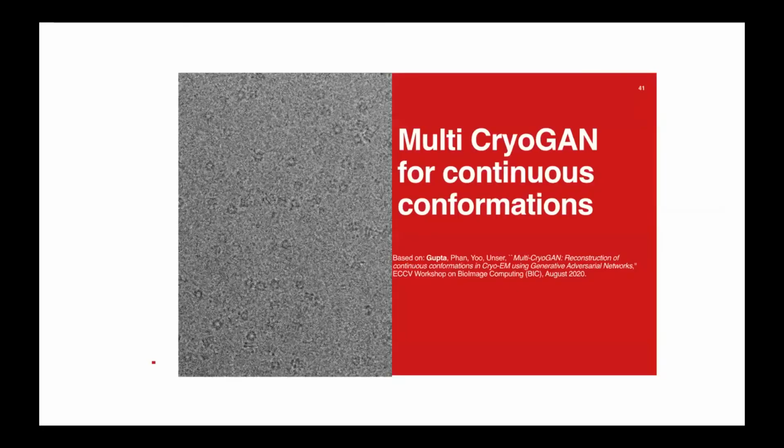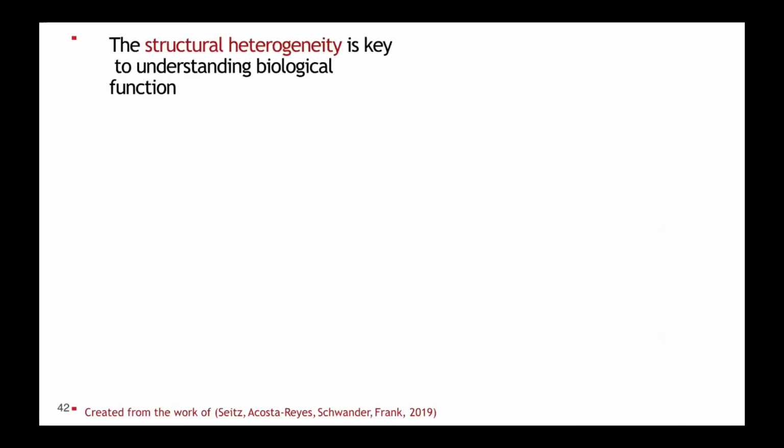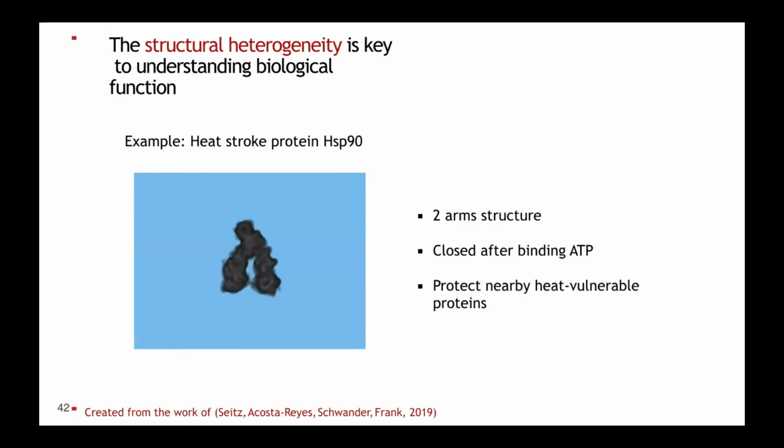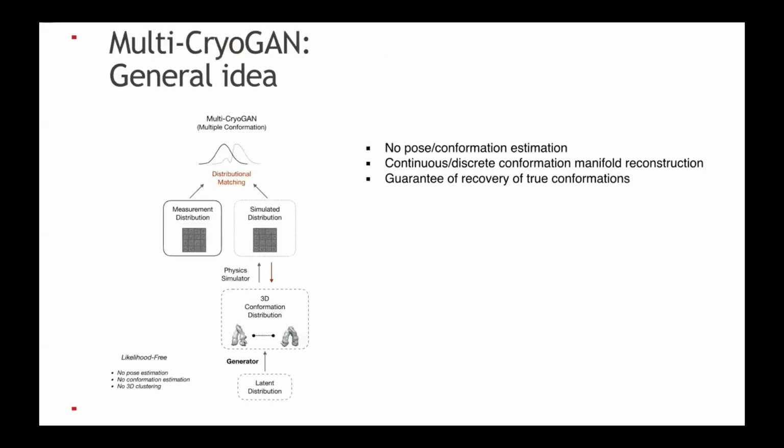Now I'll discuss an extension of CryoGAN for continuous conformations, which is actually an open challenge in the field: to reconstruct the continuous conformations of biomolecules from Cryo-EM. As we all know, structural heterogeneity is key to understanding biological functions. For example, this is a heat shock protein, and if we can understand its conformational mechanism, we can understand its function. It's an open challenge in the field.